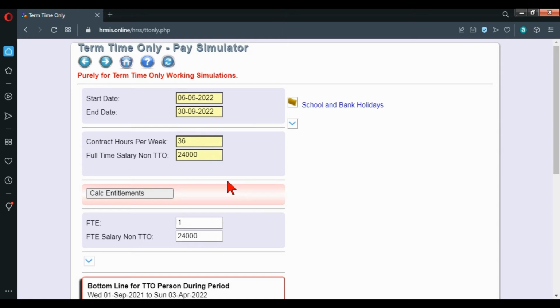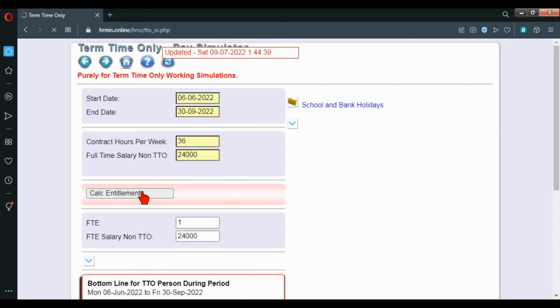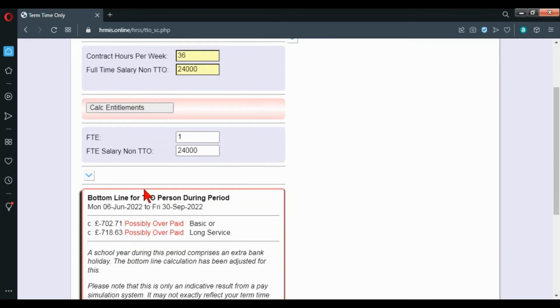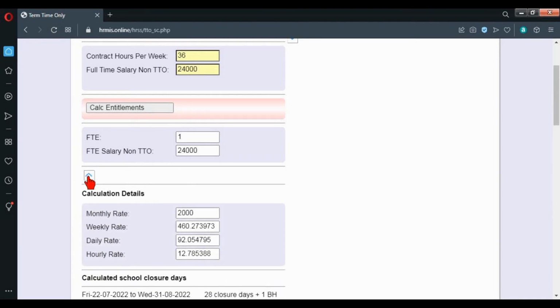Click the calc button and we see that the person has possibly been overpaid by as much as £702.71 if their term time only pay is based on basic annual leave, rising to as much as £718.63 if they have extra long service leave built into their pay. Okay, but why is the simulation saying this? Let's click the drop down and look.